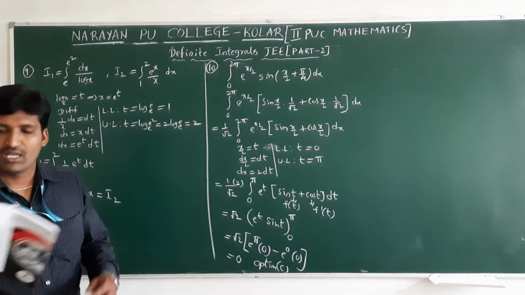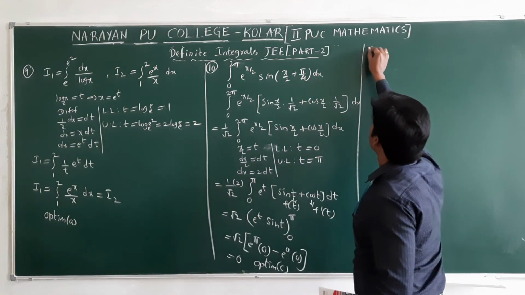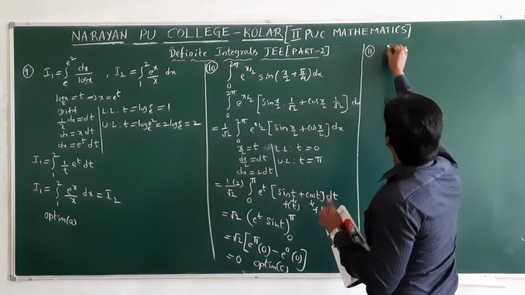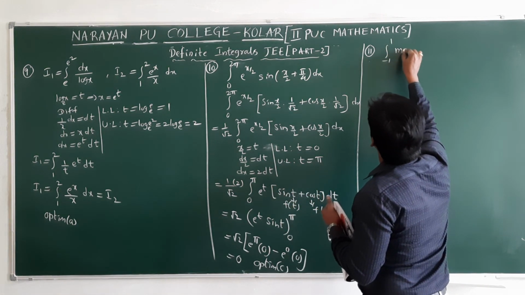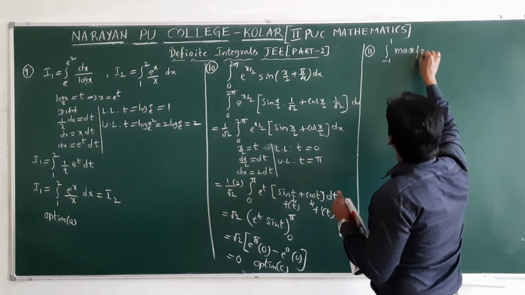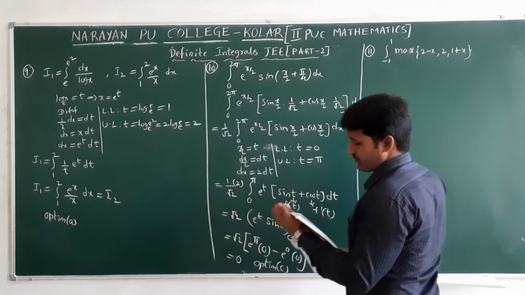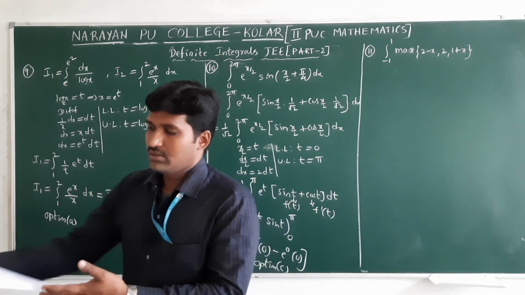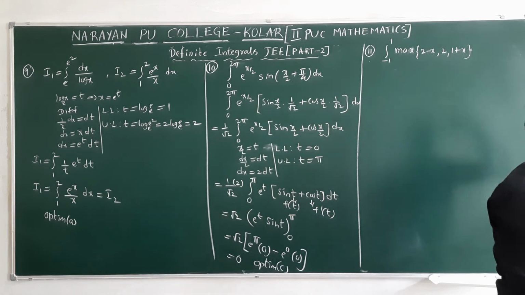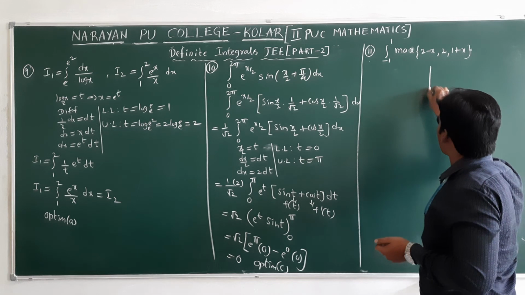Next, question number 11. It's the 11th question. In this we are taking the integral from minus 1 to 1 of the maximum of 2 minus x, 2, and 1 plus x. This value we need to find out. Here, directly, which values do we need to consider among these three functions? Now try to draw a graph for this, because we can't directly find the value.